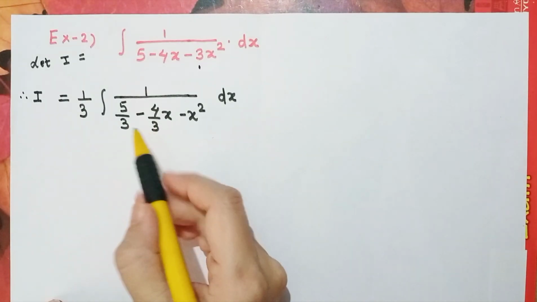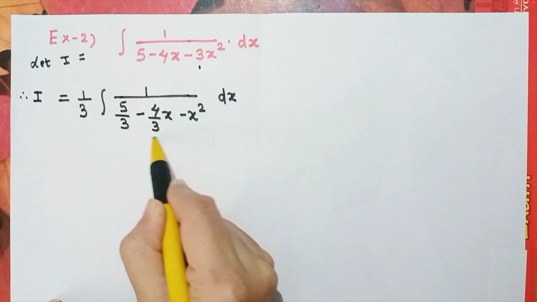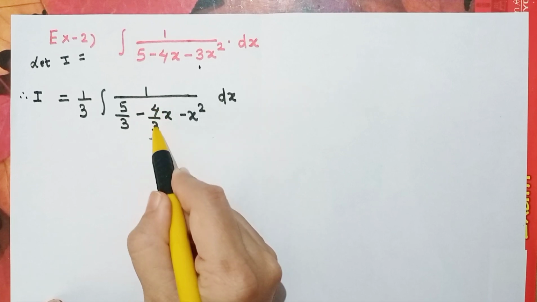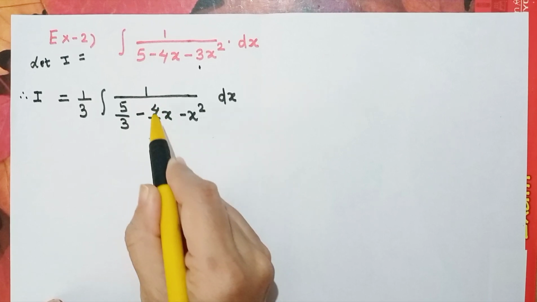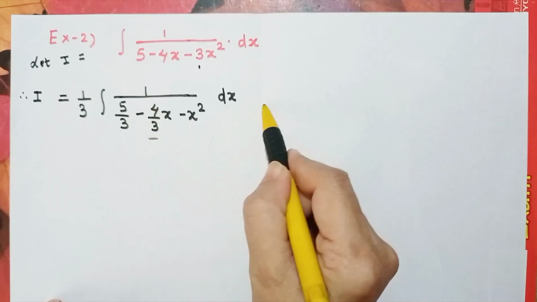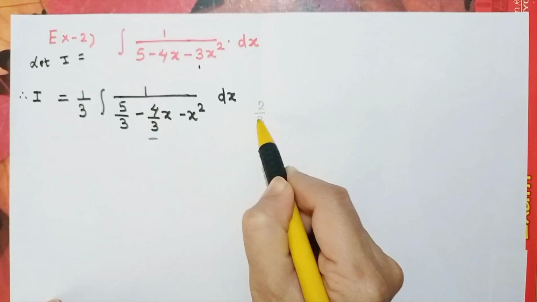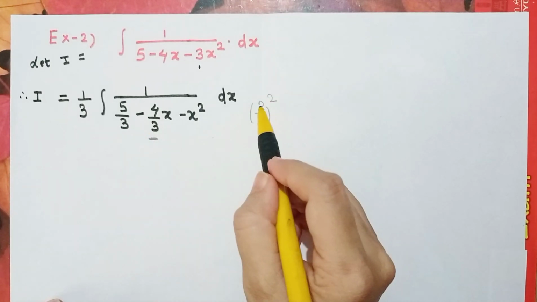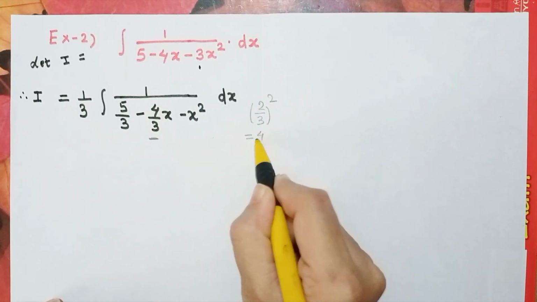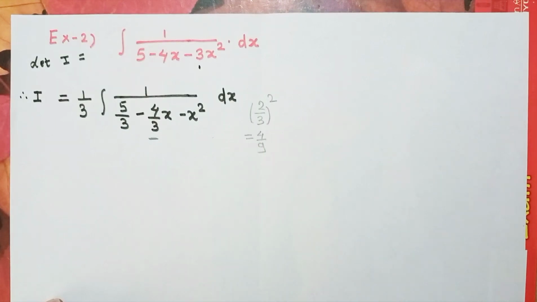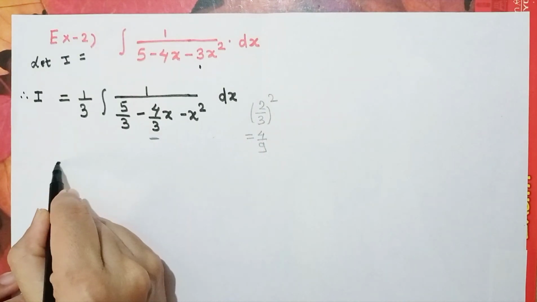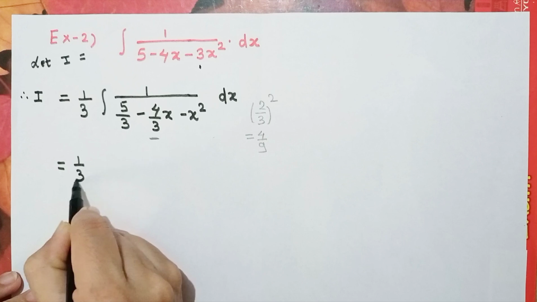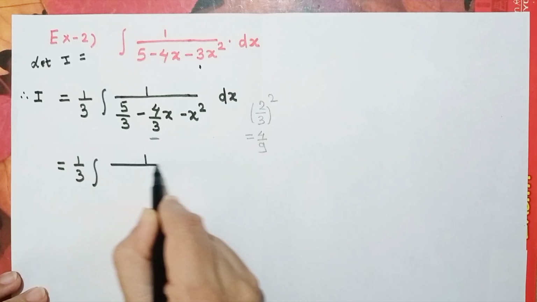After that we will divide the coefficient of x by 2. So the coefficient of x is 4 by 3, and if we divide by 2 we have 2 upon 3, and then its square we will add and subtract. So its square is 4 upon 9, and so this is equal to 1 upon 3 integration 1 upon.